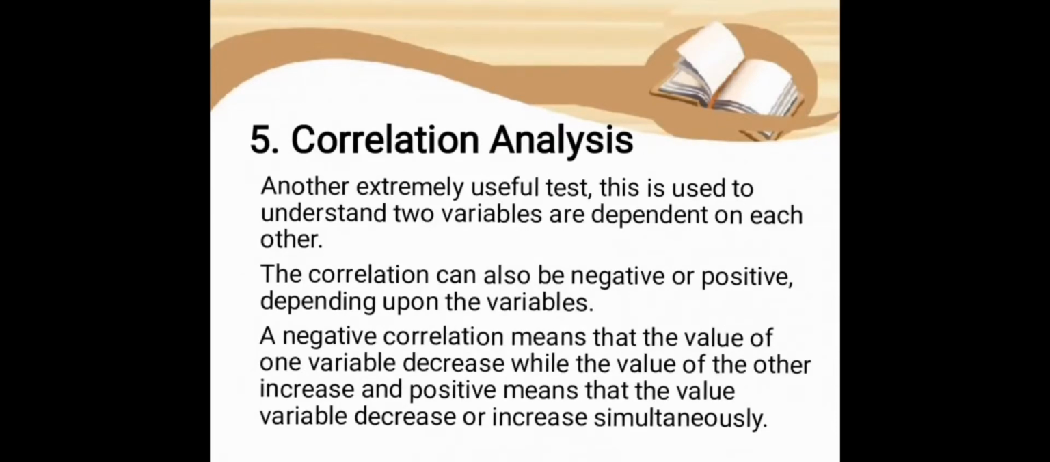So, number 5, correlation analysis. Another extremely used test. This is used to understand if two variables are dependent on each other. The correlation can be negative or positive depending upon the variables. A negative correlation means that the value of one variable decreases while the value of the other increases, and the positive means that the variables decrease or increase simultaneously.